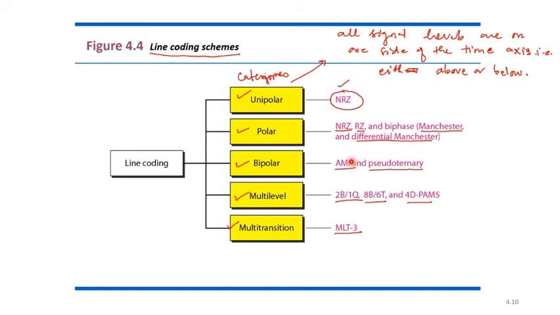The advantage of doing this is that it removes the DC component problem that is available in unipolar and polar. They have the problem of the DC component, and in this case, the DC component problem is removed.